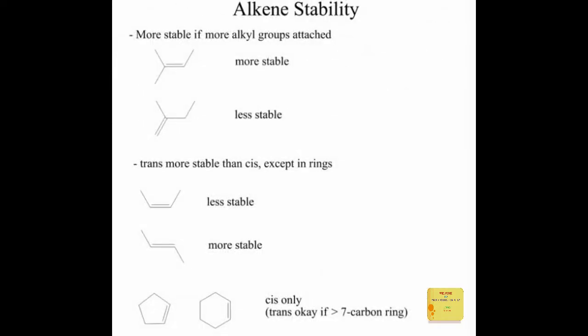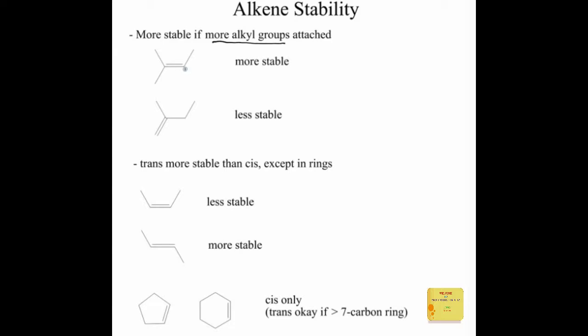We should also review some things that make alkenes stable. Some of the things we've already seen before, but some other things that we want to know. One feature is that an alkene is more stable if it has more alkyl groups attached to it, more carbon groups, the better.